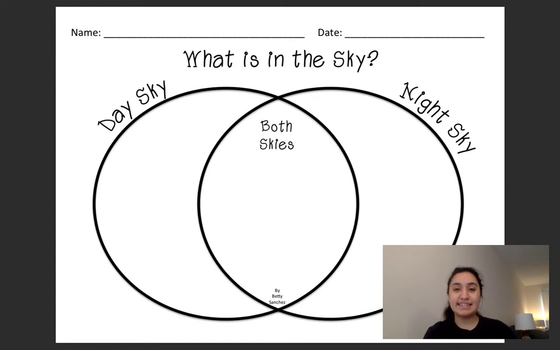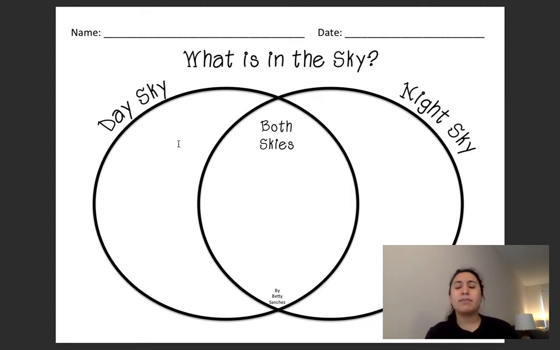So if I have night sky right here, and I'm talking about the stars, would I put the stars in both? Would I put the stars in day, or would I put the stars in the night sky circle? I hope you said in the night sky. So you would draw a picture of stars over on the right side where it says night. You're not going to draw it in the middle, and you're not going to draw it in day sky. So you're going to draw a picture of stars on the night sky.